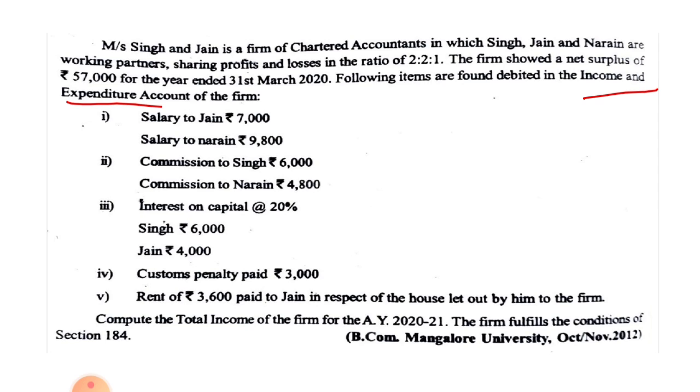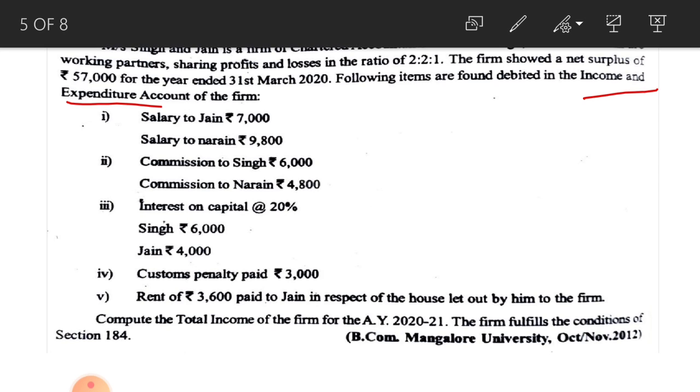See the information, that is, the expenditure of the firm for the year ended 31st March 2020 is given. Salary to Jain 7,000, salary to Naren 9,800, commission to Singh 6,000, commission to Naren 4,800. These four items, that is salary and commission, in total we call the salary of working partners. Here first you have to add these things to the net profit, and then you have to deduct salary to working partners from the net profit.